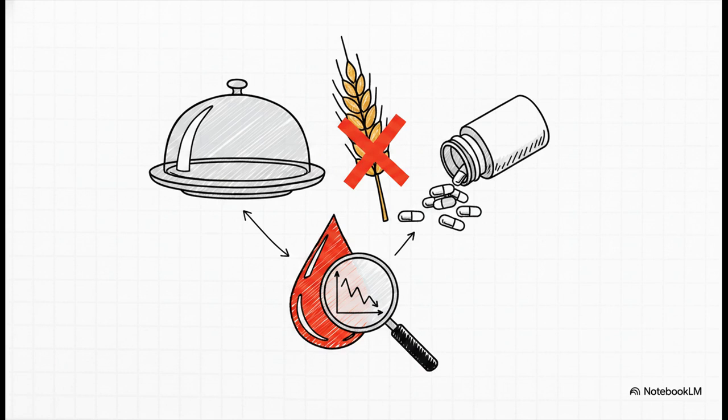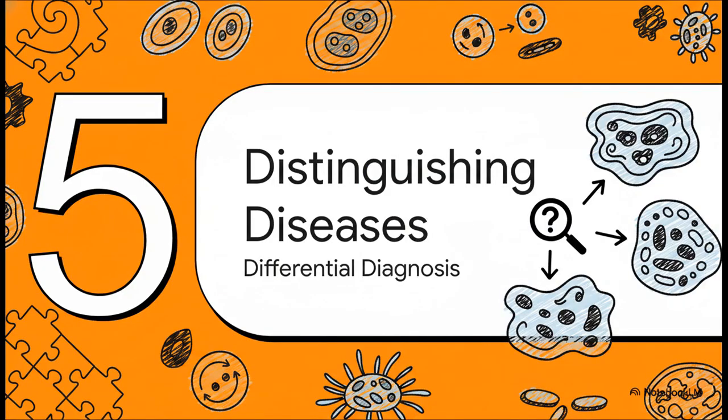But you have to be careful. Dapsone isn't without risks. We must diligently monitor blood counts for drug-induced hemolytic anemia, particularly in patients with a G6PD deficiency. Finally, let's wrap up with Section 5, distinguishing the three diseases.